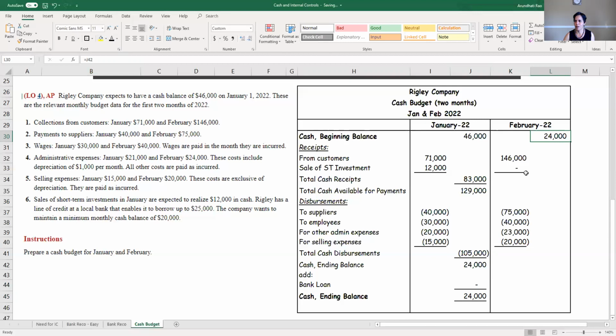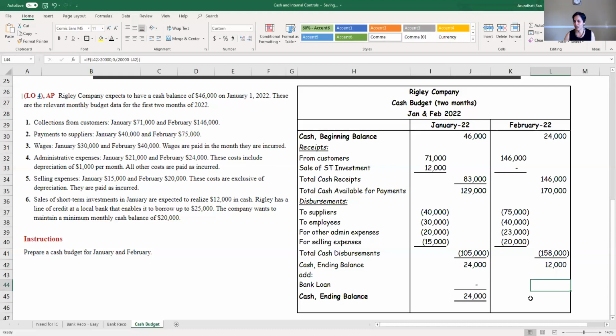Now, whatever is ending balance over here is your beginning balance for the next month. So I now know in Feb, I'm going to start out with 24,000. I have total cash receipts of 146,000, leaving me with $170,000 available to make payments. That's a whole lot more than I had in the month of January. But let's look at our total cash disbursements. What's that number? That's 158,000. That has also gone up. So what does that leave me with? That leaves me with $12,000.